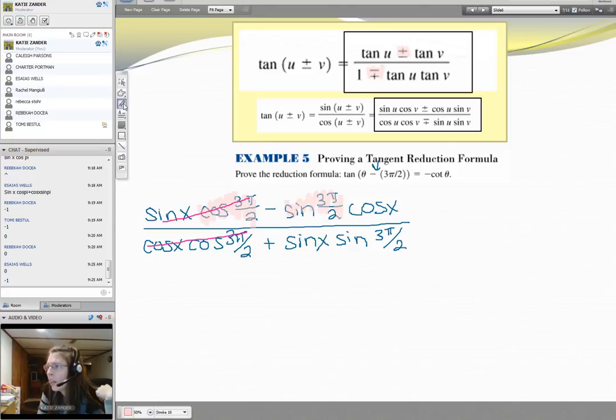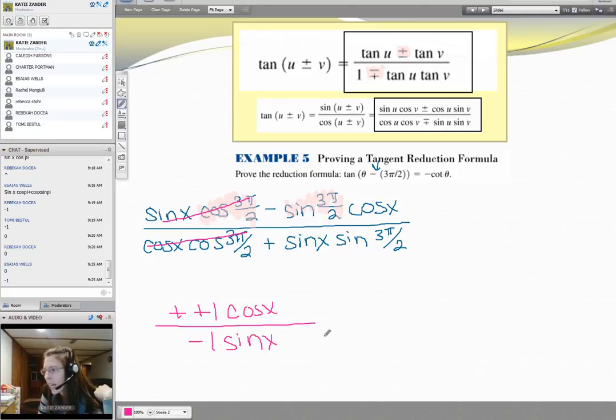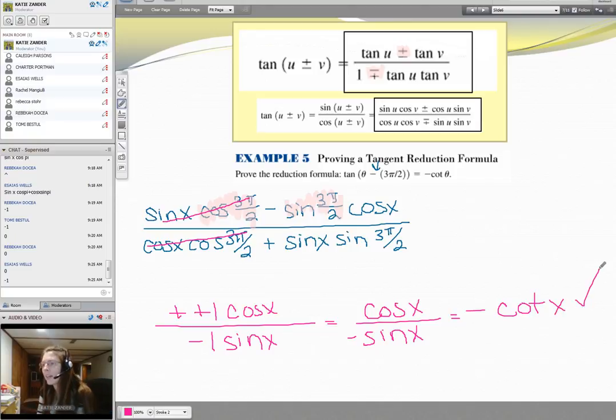A -1. All right, so in the numerator, I'd have a minus -1 times cosine x. So that is going to turn into a +1 in the top. And in the bottom, I would get a -1 times sine of x. So that will stay a negative in the bottom. So cosine over sine is the same as our cotangent. So I'll replace that with our cotangent, and we have reached the end goal.